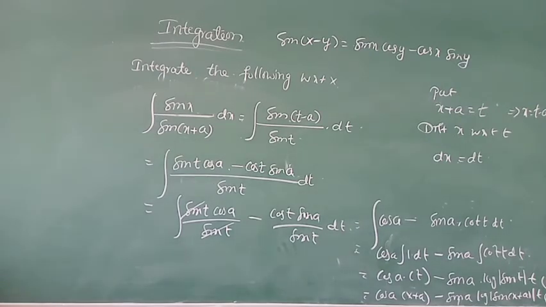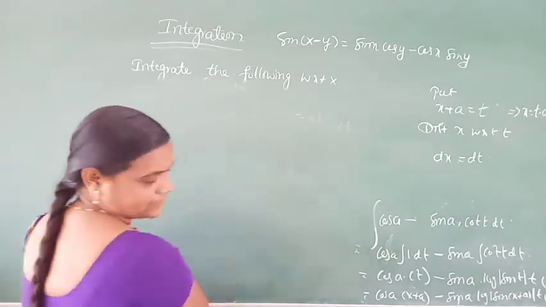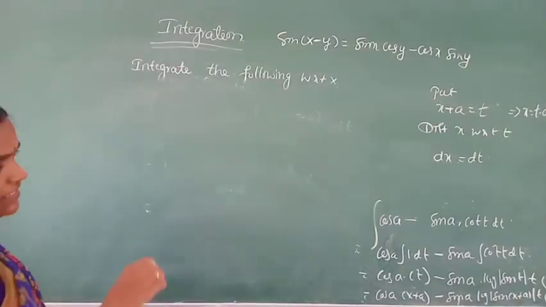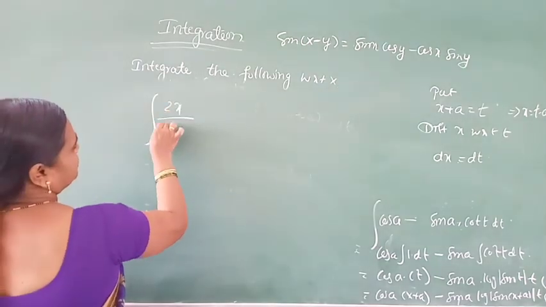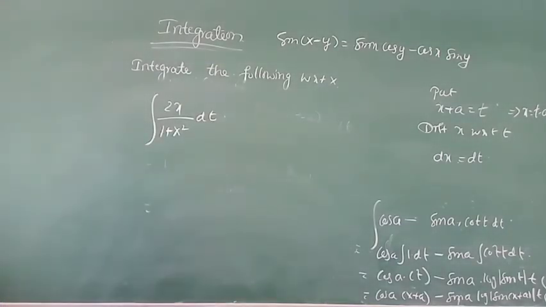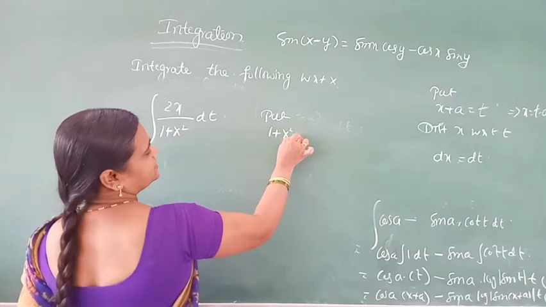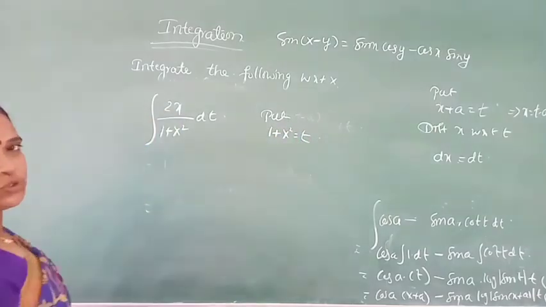These are the examples based on the method of substitution. Next, with the examples, I will give homework. Please try to solve those examples at home. Those examples are integration of 2x by 1 plus x square dx. For this, which substitution are we doing? Put 1 plus x square equal to t. Okay, the differential of x square is 2x.